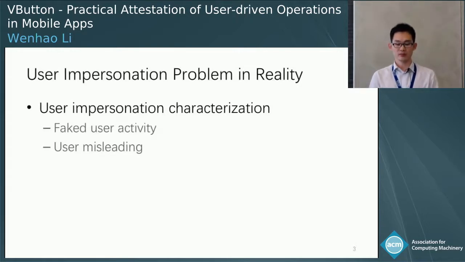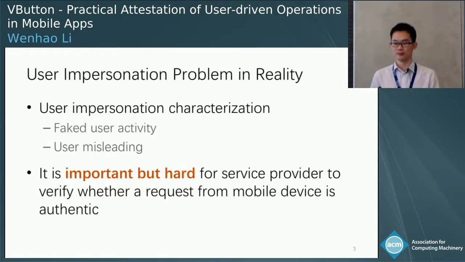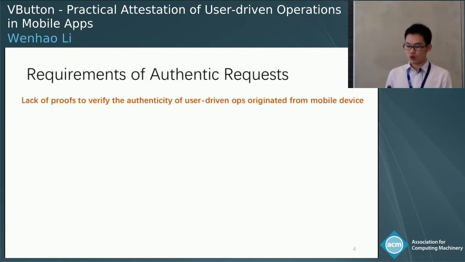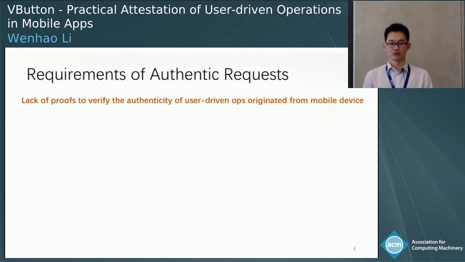In general, the user impersonation could be characterized into two types. The first one is to do fake user activity on behalf of the real user. And the second is to mislead users to operate something that they are not intended to do. So it is very important, but really hard for service provider to verify whether a request from a mobile device is authentic. So we found that the root cause of these attacks is lacking of proofs to verify the authenticity of user-driven operations originated from mobile device.